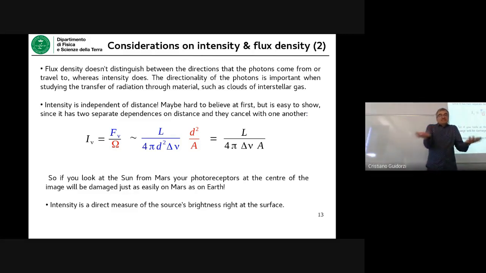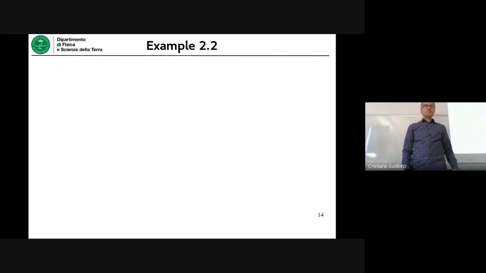So, okay, this sentence just summarizes what I've been repeating for a while. So, intensity is exactly a property coming straight from the surface of the bright object, unless it is affected by the presence of matter which lies in between along the path. But this is a different story. So let's see another example just to get acquainted with these quantities.